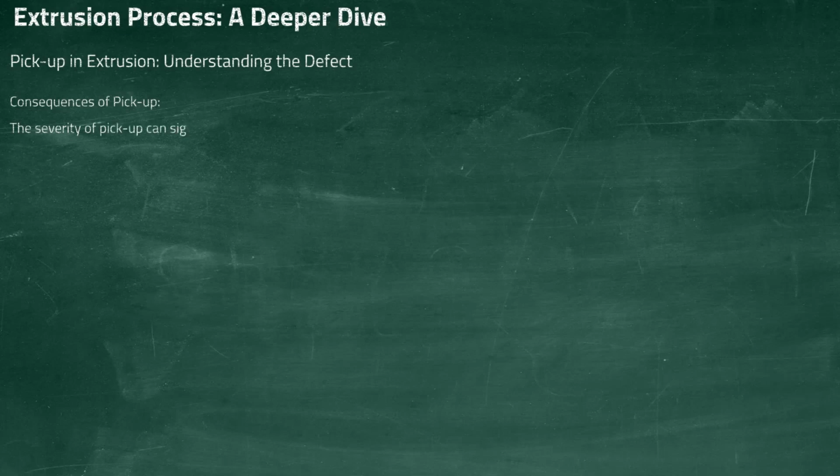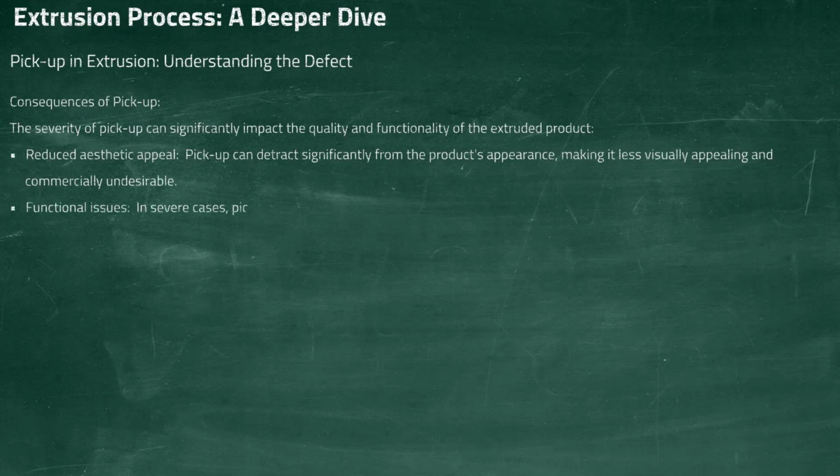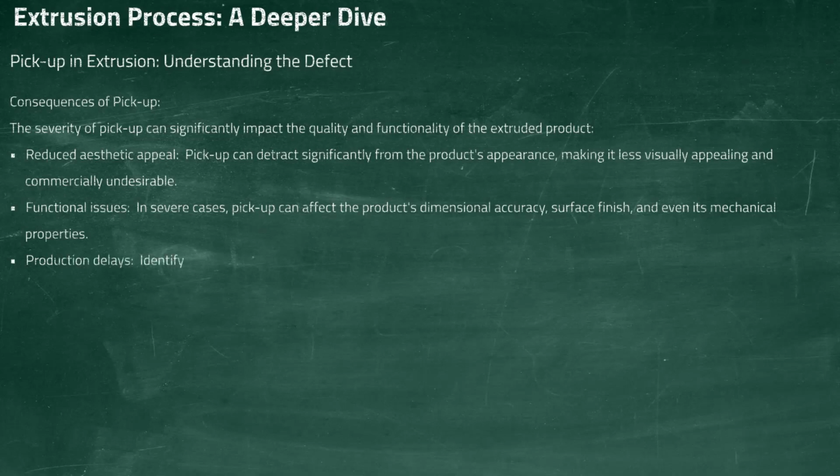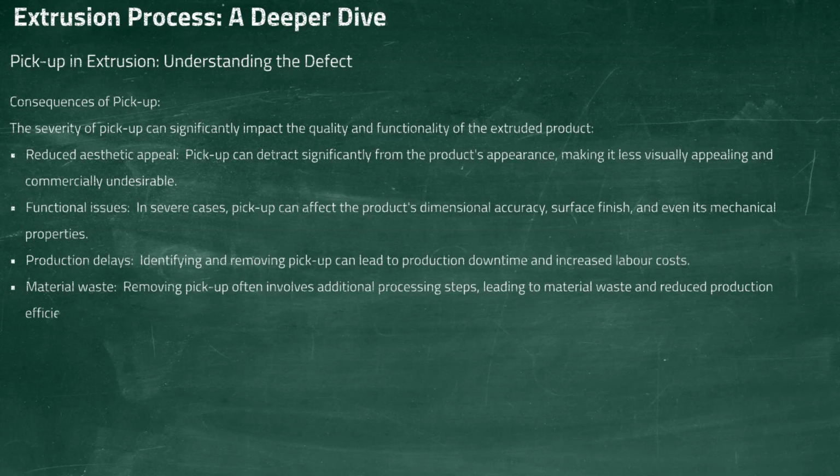Consequences of pickup. The severity of pickup can significantly impact the quality and functionality of the extruded product. Reduced aesthetic appeal. Pickup can detract significantly from the product's appearance, making it less visually appealing and commercially undesirable. Functional issues. In severe cases, pickup can affect the product's dimensional accuracy, surface finish, and even its mechanical properties. Production delays. Identifying and removing pickup can lead to production downtime and increased labor costs. Material waste. Removing pickup often involves additional processing steps, leading to material waste and reduced production efficiency.